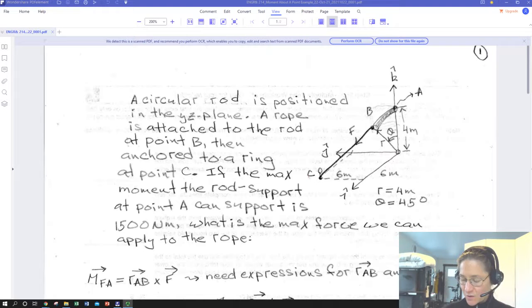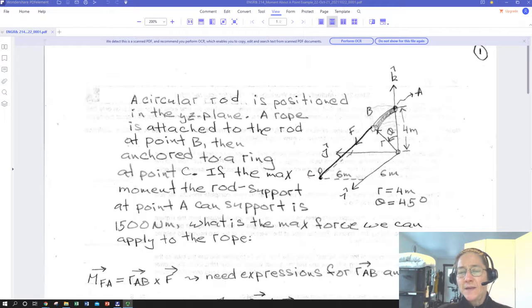This mini lecture is an example about what you can do with the principle of R cross F to determine moment about a point. In this example we have what may not look like it on the diagram, but is actually a circular piece of rod, embedded in some kind of wall or fixture that's attached to the z-axis. Here's the k-hat axis. We have coordinate axes here: i hat, j hat, k hat.